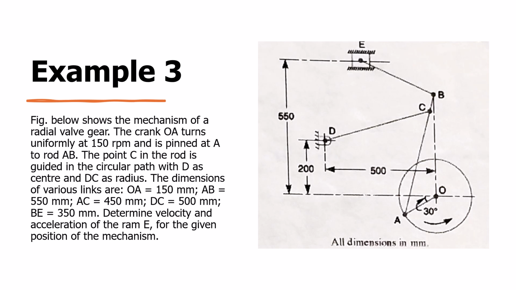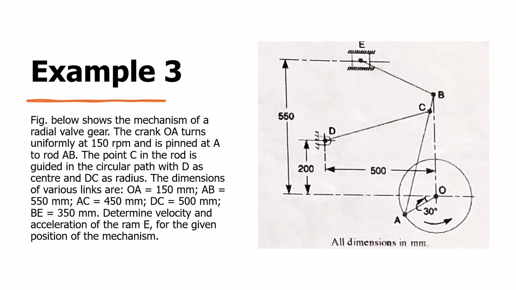The crank labeled as OA rotates uniformly at a speed of 150 revolutions per minute. It is pivotally connected at point A to rod AB, which has a length of 550 millimeters. The point C on the rod AB moves along a circular path with center D and radius BC, which measures 500 millimeters. The rod BE, extending from point B to the ram E, has a length of 350 millimeters.